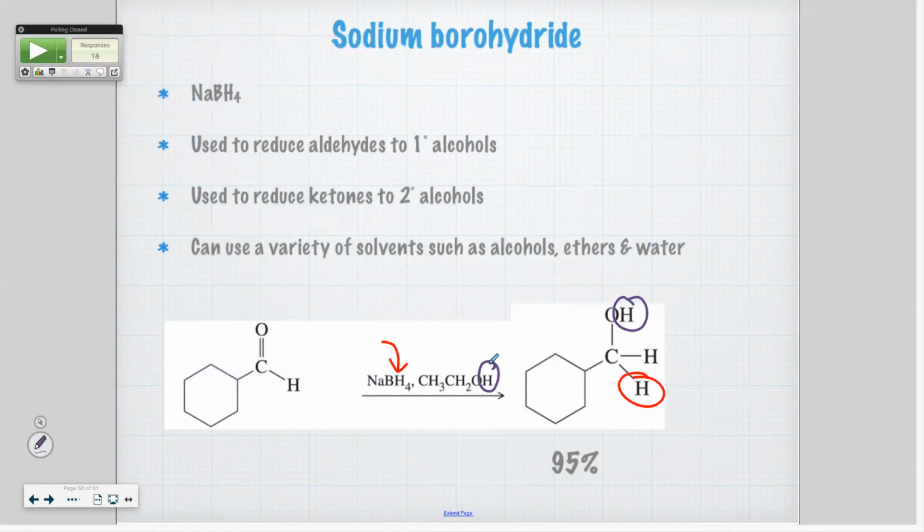Some of these can be done actually in the alcohol. So you could use ethanol as your solvent when you do sodium borohydride. When you do lithium aluminum hydride, it's much more sensitive to water and you can't have any water in it.